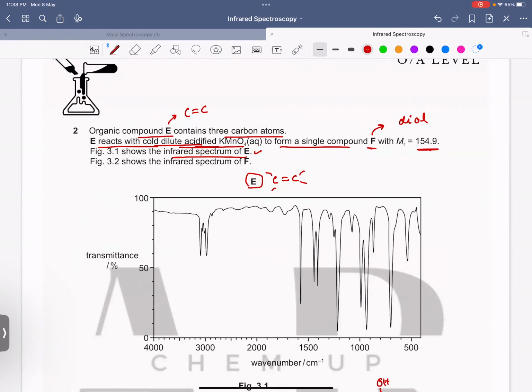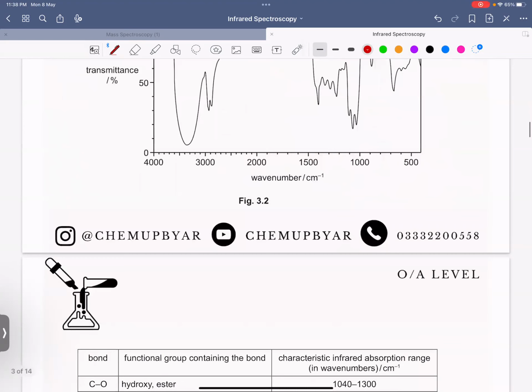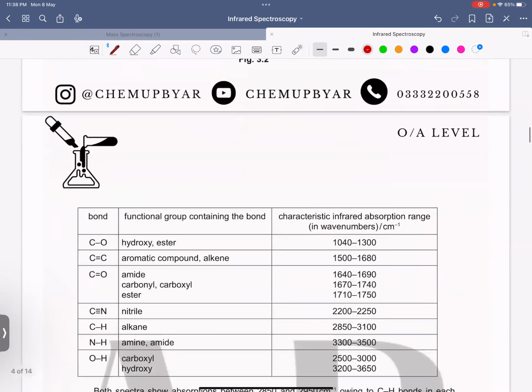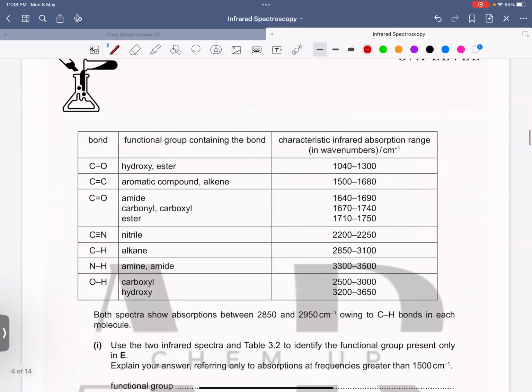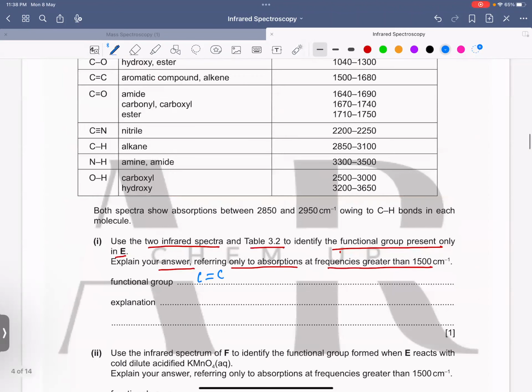Okay. So now what they are asking: use the 2 infrared spectra, table 3.2, to identify the functional group present only in E. Explain your answer referring only to the absorption frequencies greater than 1500. Okay. So we have already figured out that the functional group would be carbon-carbon double bond. And if you see, the carbon-carbon double bond would have an absorption from 1500 to 1680.